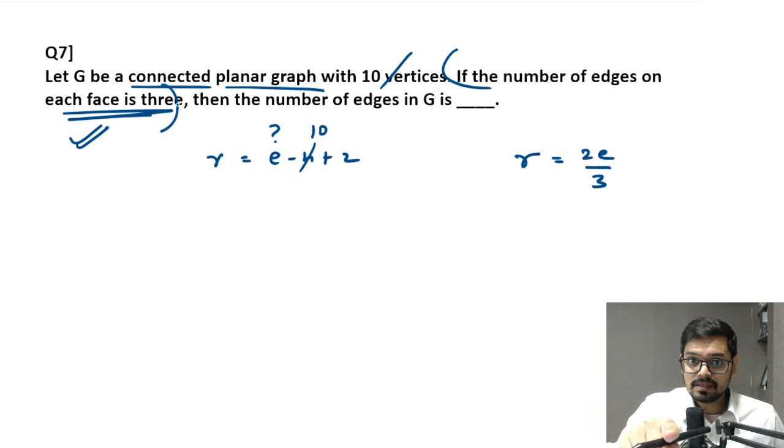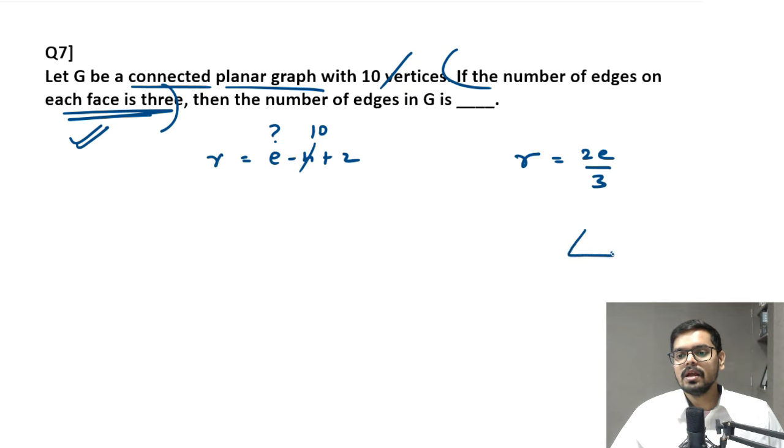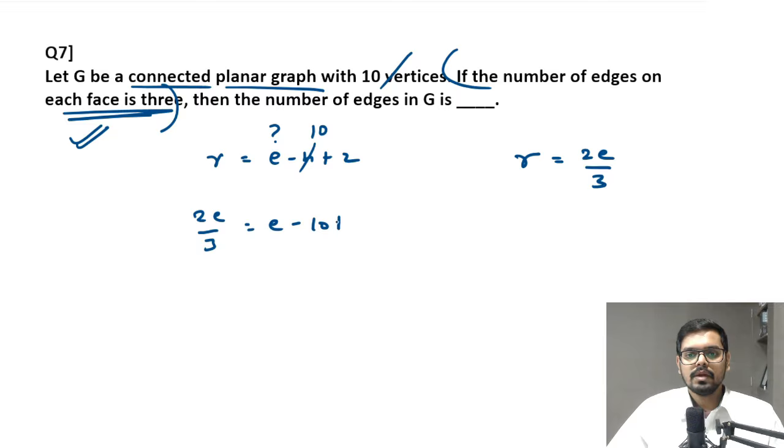Each face is 3, which means the number of edges in each face is made by 3 edges. Yes, which means they are talking about triangles. So this is the R value, the maximum they are trying to cover the region. So R is 2e by 3. Substitute R as 2e by 3. E we do not know, 10 plus 2.